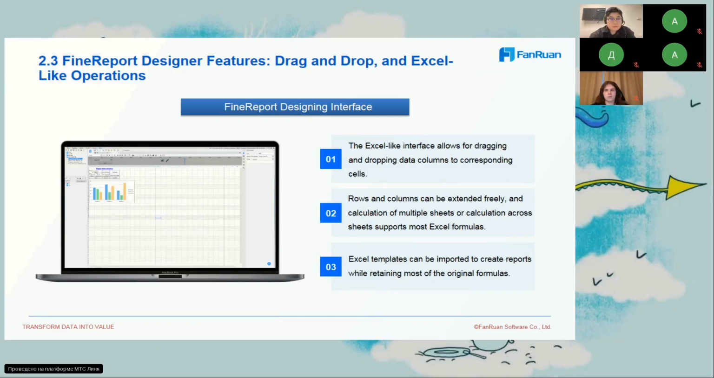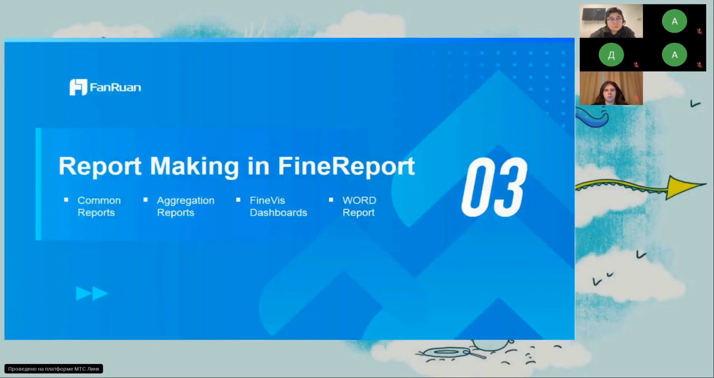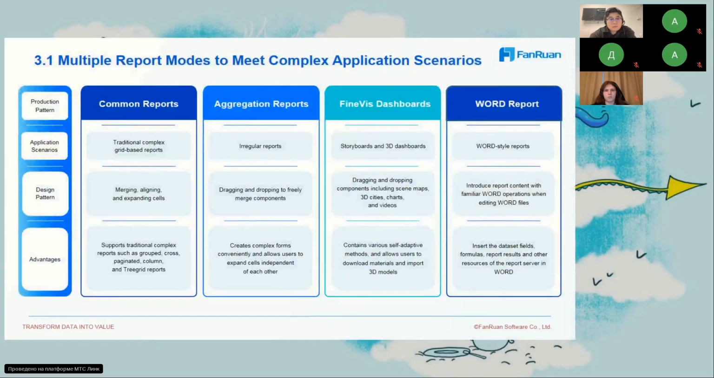Okay, so next is the brief introduction about how to make the report in FineReport. So there are the 4 main types. The first one is the common report. This is the traditional report like FineBI. We can manage the sales, or expand the sales. This supports the traditional reports such as group table, cross table, or the pie chart, column chart.